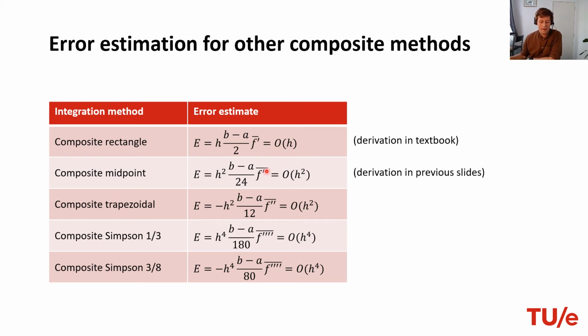You can do similar analysis for the composite trapezoidal rule, which also turns out to be second order, or both of the Simpson's rules that we've seen, both of which turn out to be fourth order actually.